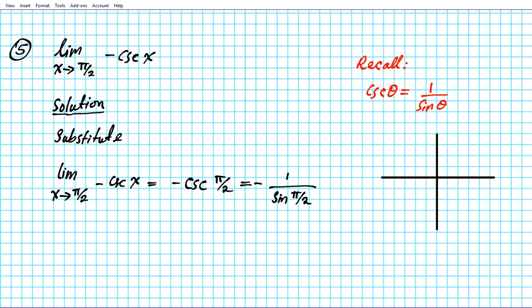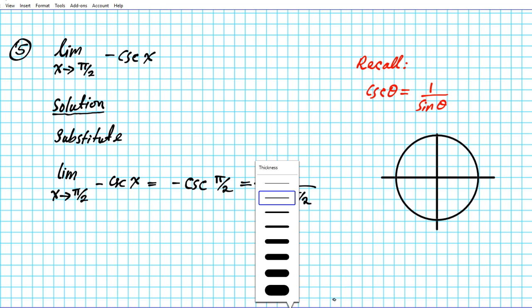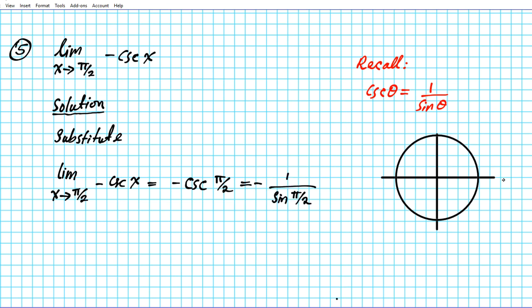Most of my students prefer using the unit circle. Sometimes the unit circle is better, other times using the graph is faster. In this particular case, I think using the graph is much faster. Alright, so where is pi over 2 on your unit circle? This is 0, and then if you go a quarter of a circle, that's equivalent to pi over 2 or 90 degrees. So this is the point we're looking for right here.